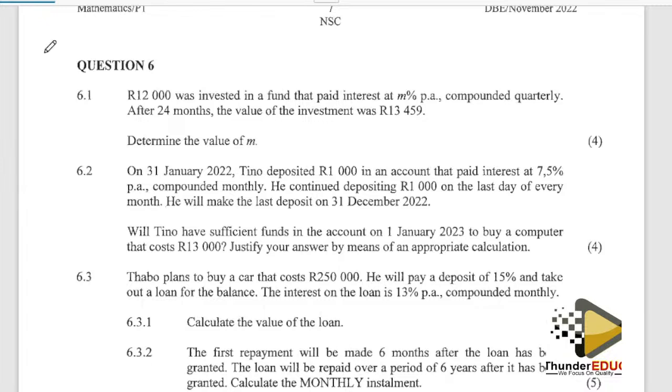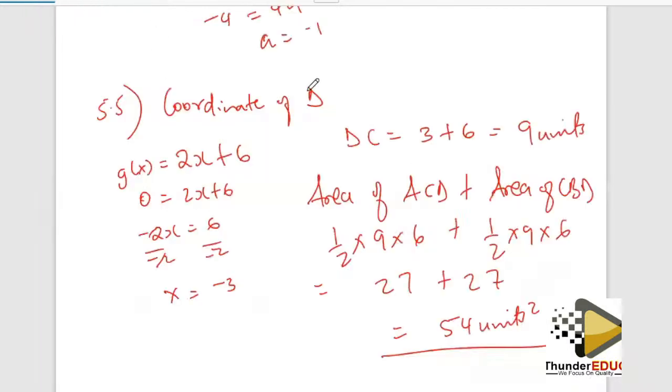Question number 6, they're telling us that 12,000 was invested in a fund that paid interest at M% per annum compounded quarterly. After 24 months, the value of the investment was this much. How much was invested? All right, so this is compound interest.